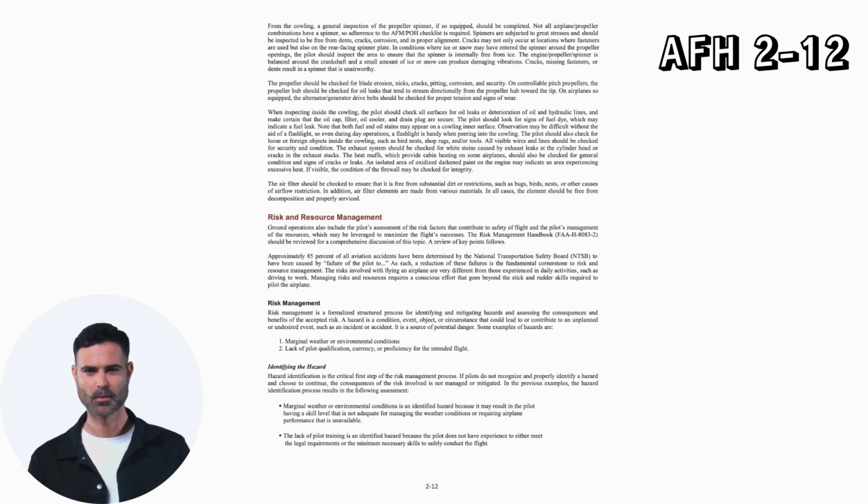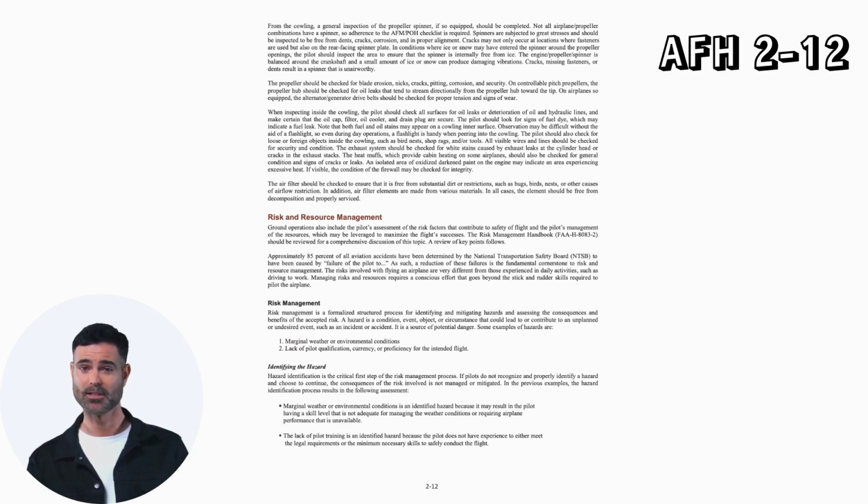Risk management. Risk management is a formalized, structured process for identifying and mitigating hazards and assessing the consequences and benefits of the accepted risk. A hazard is a condition, event, object, or circumstance that could lead to or contribute to an unplanned or undesired event, such as an incident or accident. It is a source of potential danger.